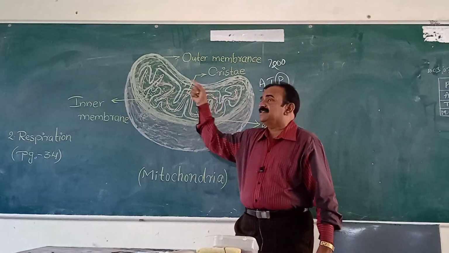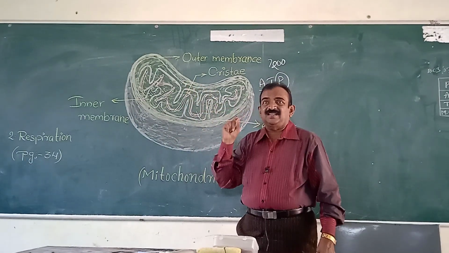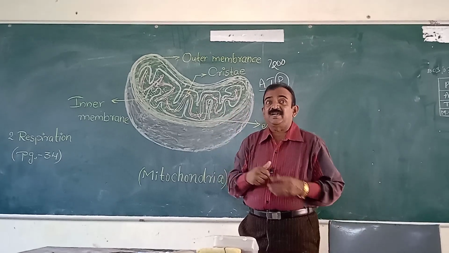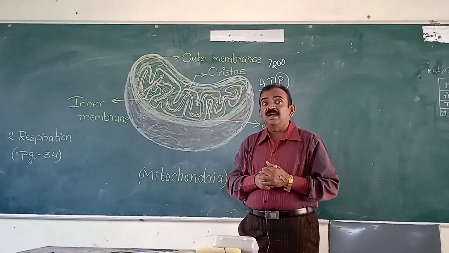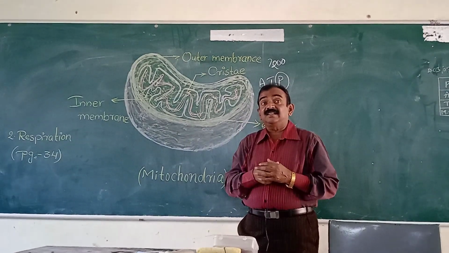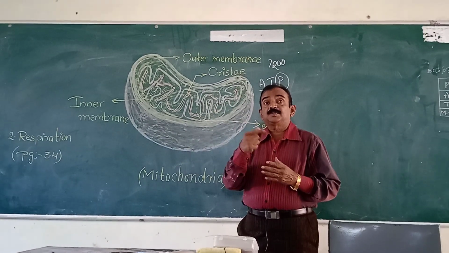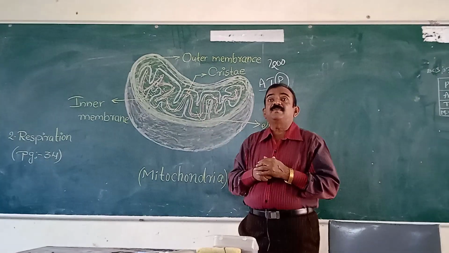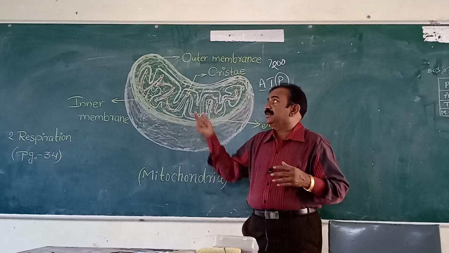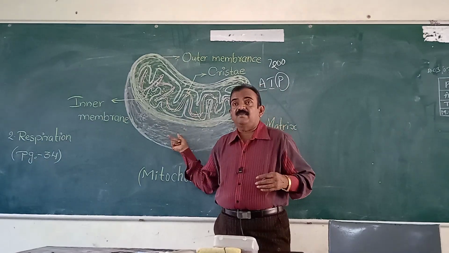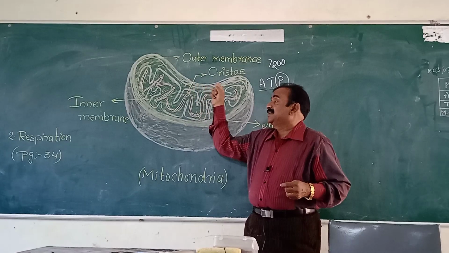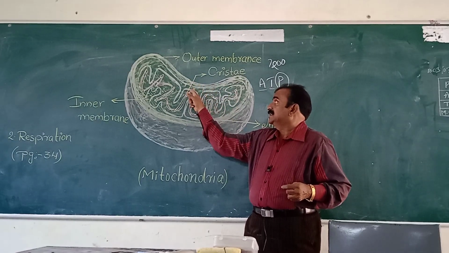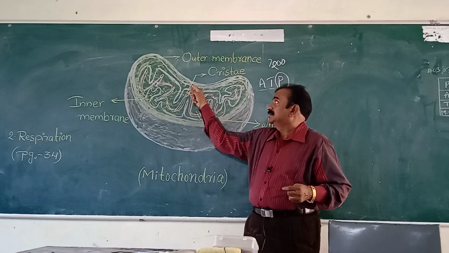So mitochondria is what shape? It is cylindrical shape, rod like. It is very small and it is not visible. It is visible under electron microscope. They are just like sacs, spherical structure, cylindrical structure. We can see this not under a light microscope, but under an electron microscope. Mitochondria is like this. It is having what? Outer membrane, this is outer membrane, and this is called inner membrane.